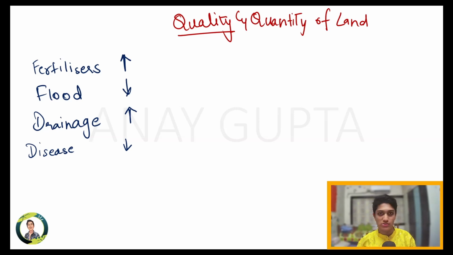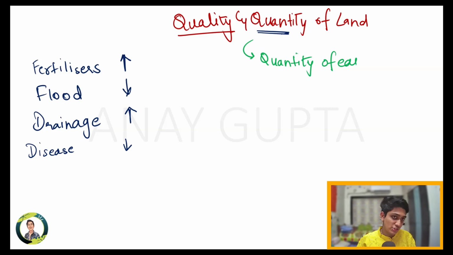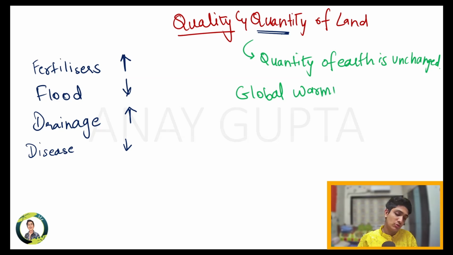and that's your answer. Similarly, if we talk about the quantity of land, you have to do the same thing. The quantity of actual terrain is unchanged. So the quantity of the earth, or the size of the earth, is unchanged. But we can talk about things like global warming. That is increasing the amount of water, but it is decreasing the amount of fresh ice that's available.